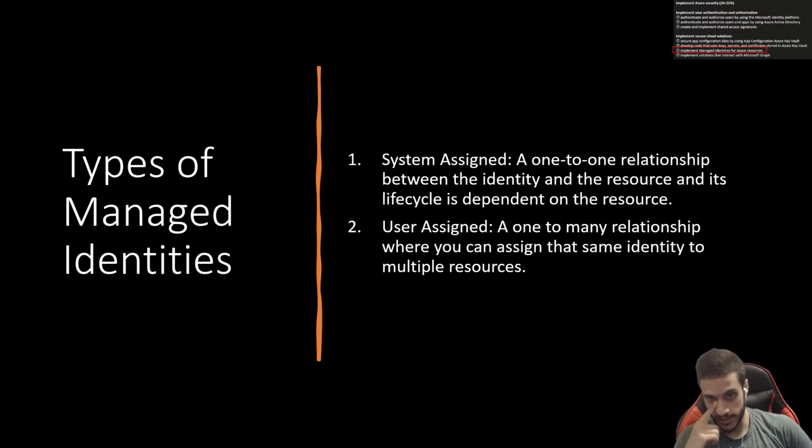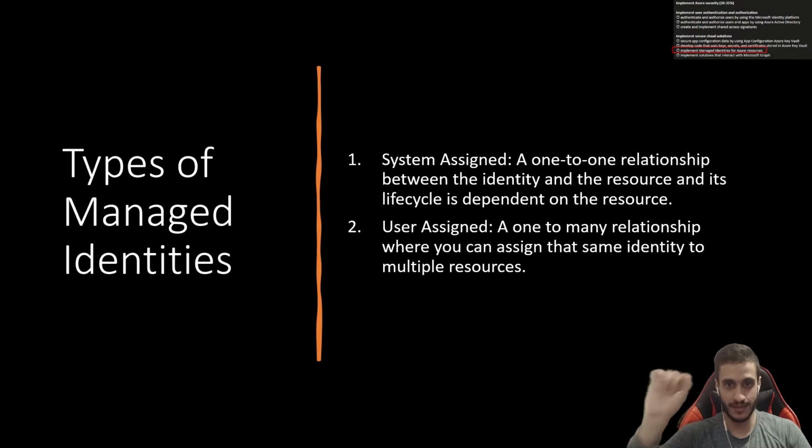The second is user assigned, and this is a one-to-many relationship where you can assign that same identity to multiple resources. Let me give you an example. Say that you have multiple VMs behind a load balancer and you want those VMs to access a storage account. Now you can by all means assign system assigned managed identities on each specific VM, or you can simply create a user assigned managed identity and then apply it to all of the VMs. So it's essentially a one-to-many relationship rather than manually creating a system assigned managed identity for all of those VMs to access the storage account.